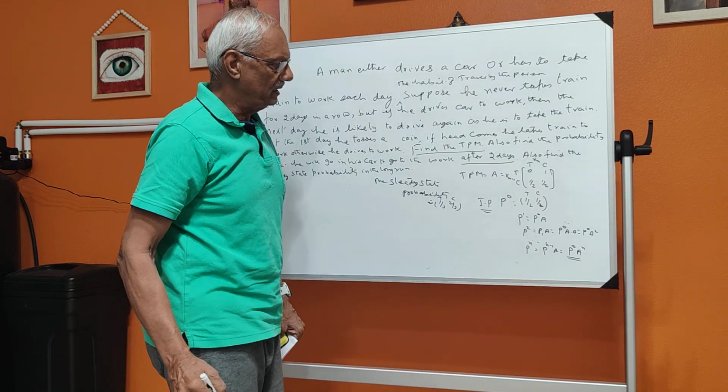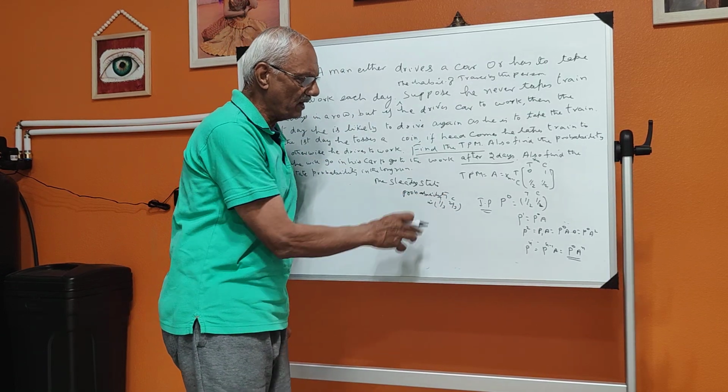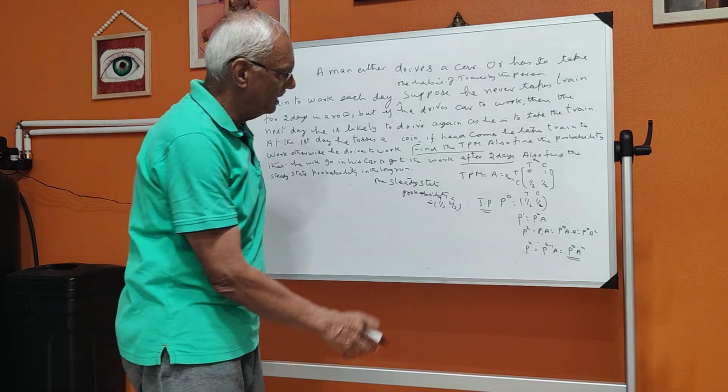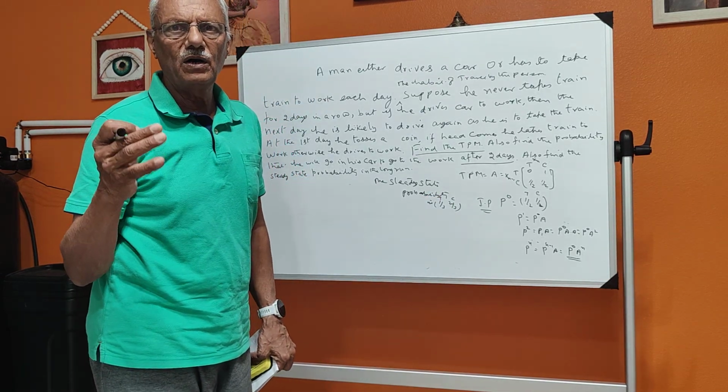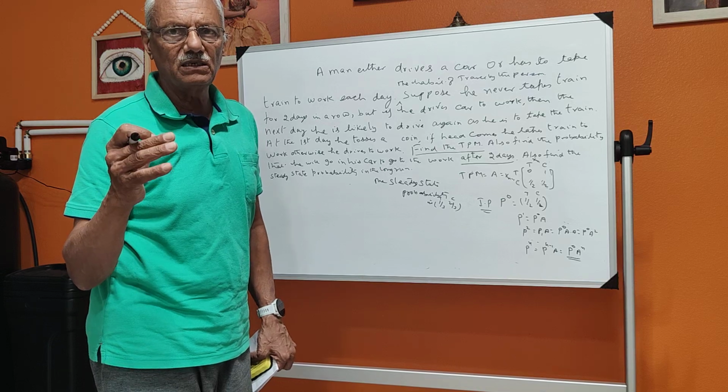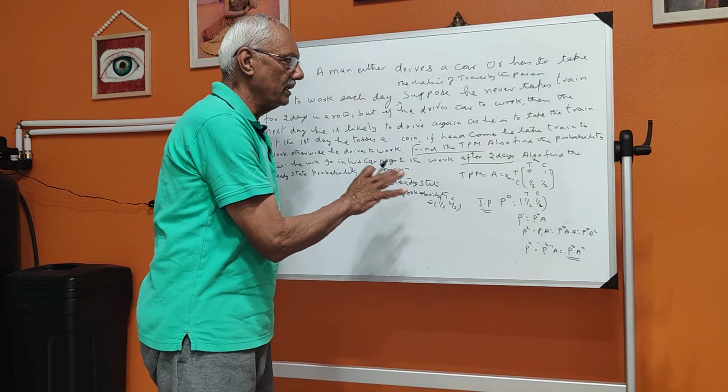1 by 3 and 2 by 3. This is 1 by 3 chance of traveling by train and 2 by 3 chance of traveling by car. This is what we have got as the answer for the steady state probability.